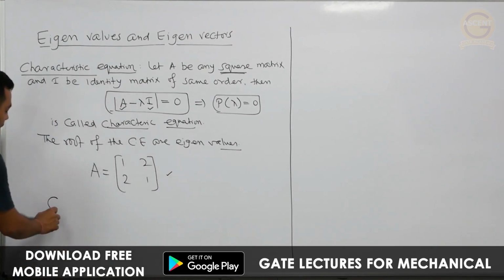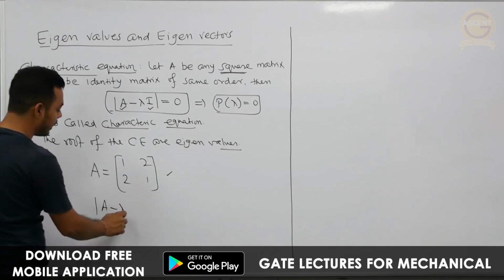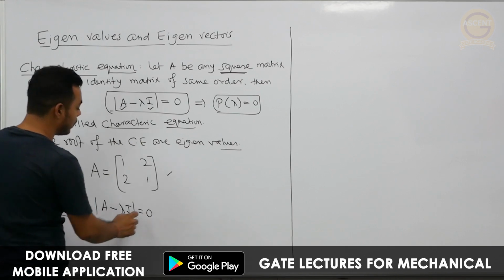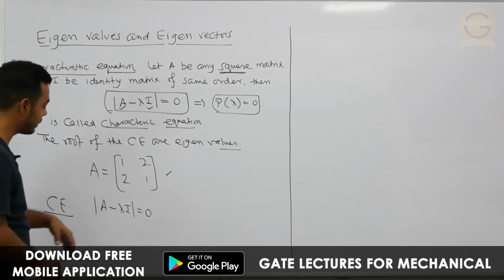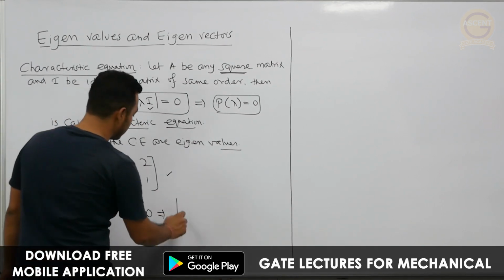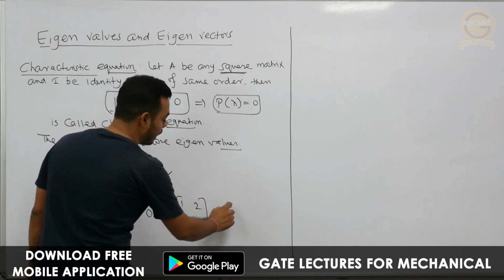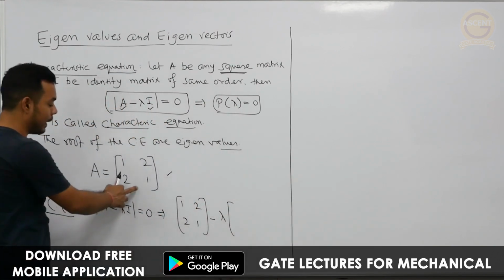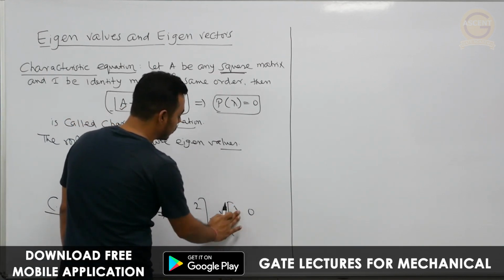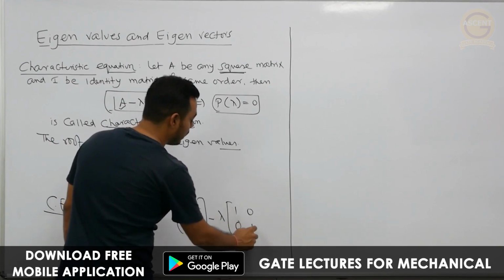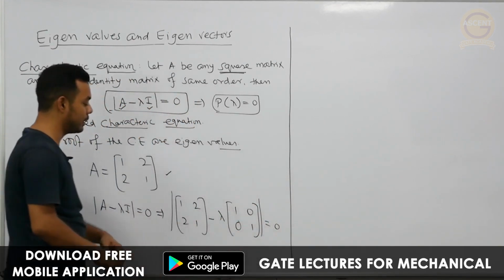So first step, you have to find the characteristic equation. The characteristic equation will be determinant of A minus lambda I equals 0. From here you can easily see that A is a matrix and lambda is some scalar quantity. Maybe I should write these things. A is the matrix 1, 2, 2, 1, minus lambda times I, the identity matrix. Since A is a matrix of order 2 by 2, I will be a second order identity matrix, 1, 0, 0, 1, and the determinant of this matrix equals 0. This is your characteristic equation.